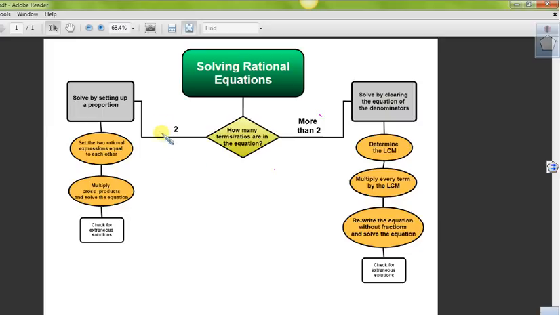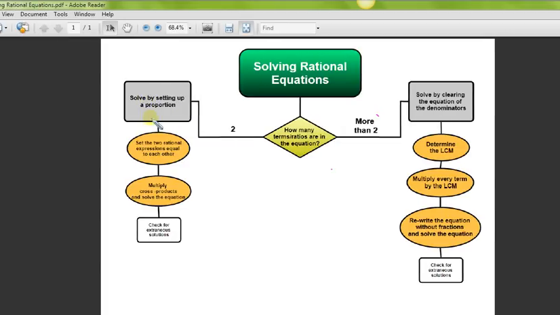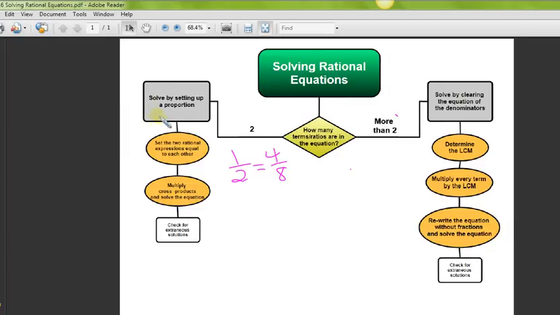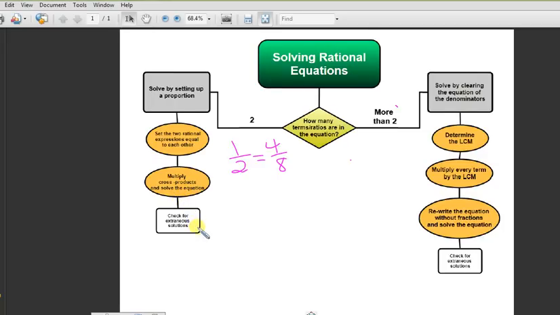So let's take a look at if there are two terms in the equation. Then you're going to set it up as a proportion, and cross products of every proportion are equal to each other. For example, if you had 1/2 equals 4/8, you can take a look at the cross products and they're equal to each other. So when you have two terms, you will set them up as a proportion, take their cross products. You also want to check for extraneous solutions because they are prevalent in rational equations.